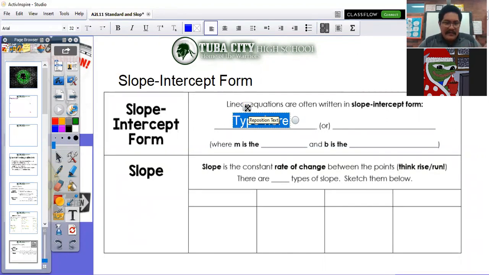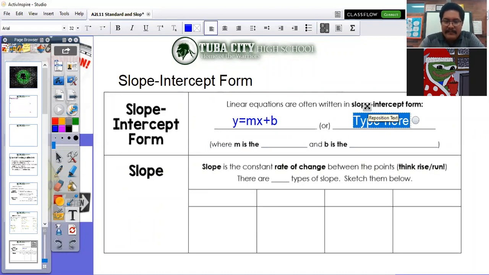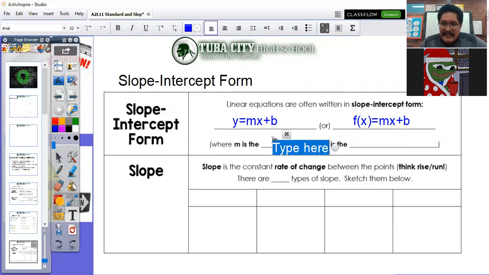So linear equations are oftentimes written in slope-intercept form. For slope-intercept form, that is y equals mx plus b, or as I like to say, yesterday I made excellent bacon, or excellent breakfast, whichever one you prefer. And yesterday we learned a little bit about function notation, so let's put this into function notation. So y equals mx plus b is put into function notation by taking out the y, replacing it with f of x. And again, that just means when the input is x, the output is whatever's on the other side.